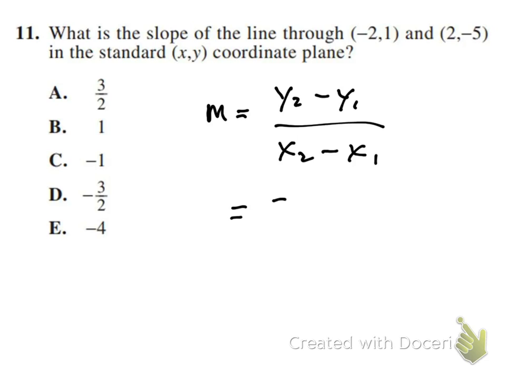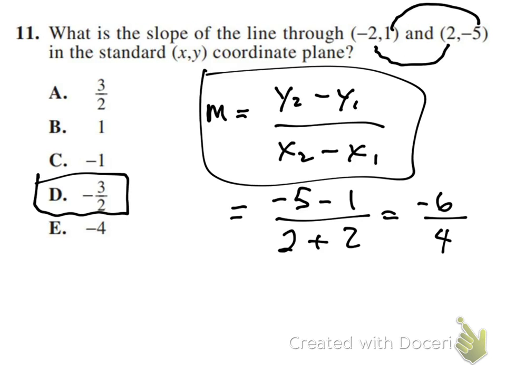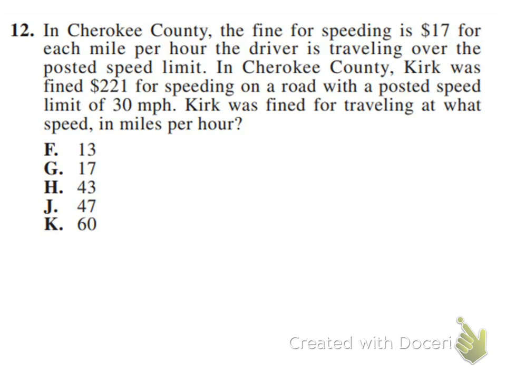And we're going to get that. So -5 minus 1, that's y2 minus y1, and then 2 minus -2. 2 minus -2 is going to be 2 plus 2. So that gives us -6 over +4, which will simplify to be -3/2. Next question, right? Slope formula. Write it down. You need to know the slope formula for the ACT. Every ACT. This one we're going to use it twice.